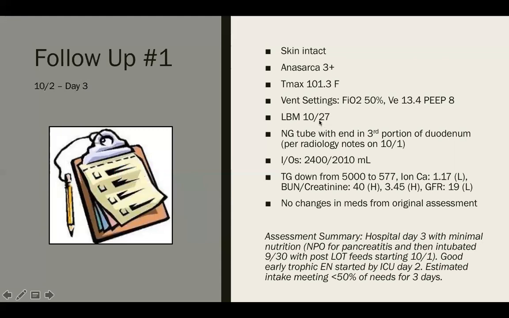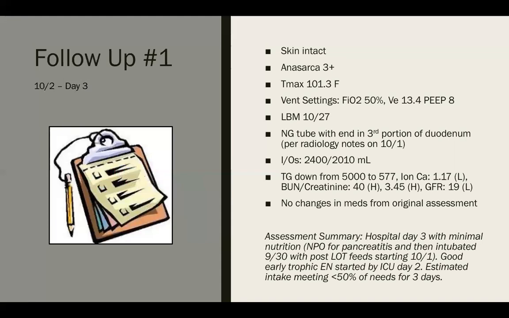This last bowel movement, that should be 9/27. So she hasn't had a bowel movement since admit. NG tube with the end in the third portion of the duodenum. See her I's and O's. And triglycerides have gone down even further, which is great, from 5,000 to 1,800 to 577 today. Calcium's still low. Her BUN and creatinine have gone up slightly. They're still high, and she has a GFR of 19.